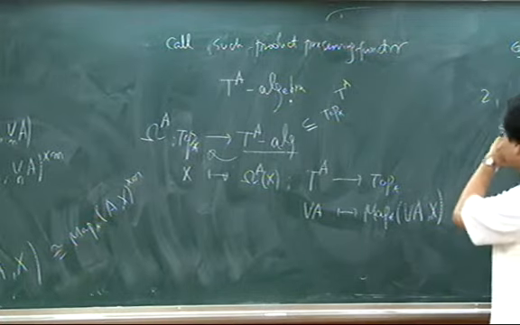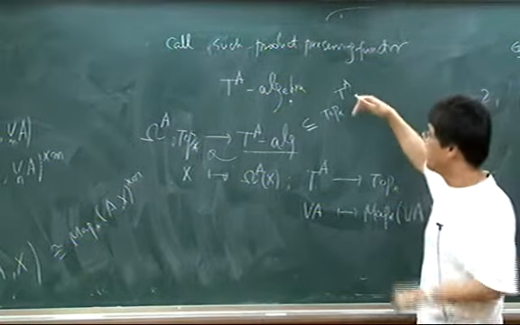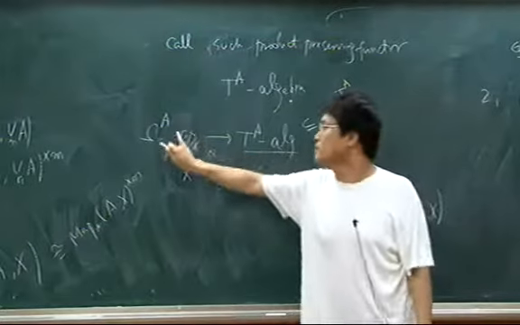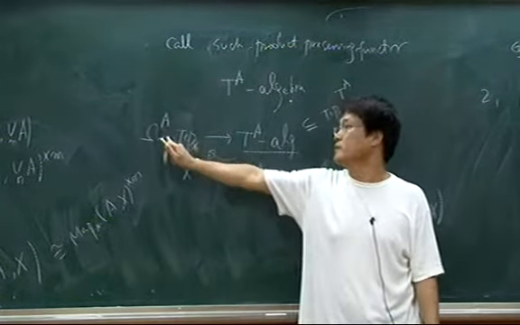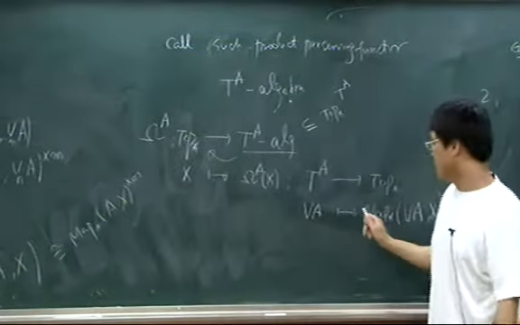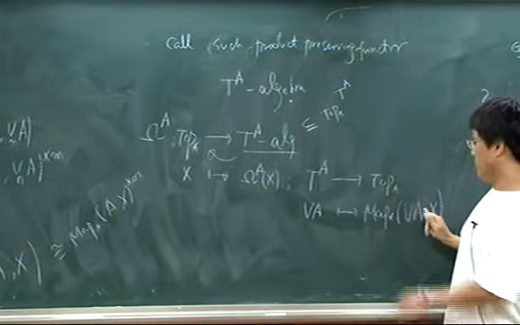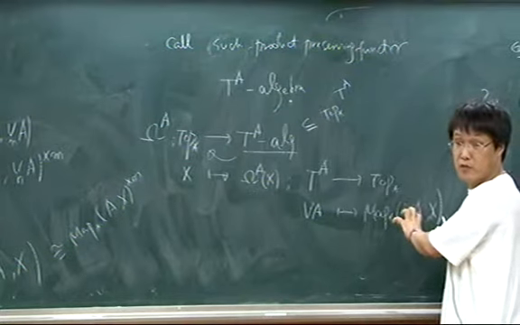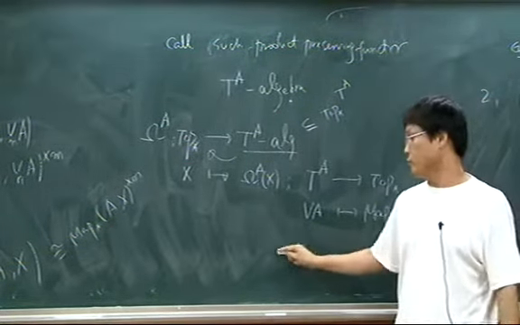So here, how can you find it? You can just imagine this is just a mapping, taking maps from A to X, right? That kind of functor. So then, as you know, what do we have?